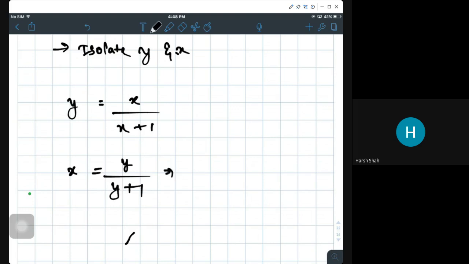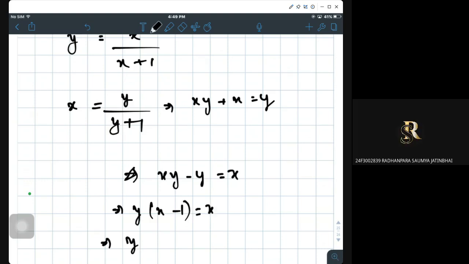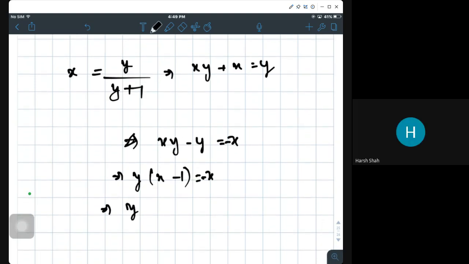Now you isolate y. xy plus y, xy plus x is equal to y, right? I think, yeah, this is not correct. So I have something like xy minus y is equal to x. y times x minus 1 is equal to x. So that means you have y equal to x upon x minus 1. This is your inverse function.